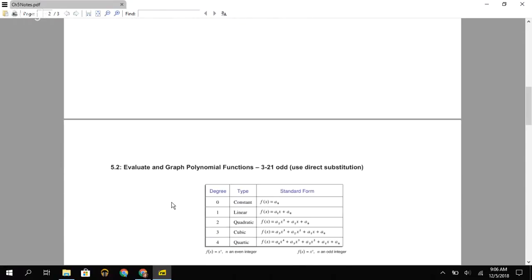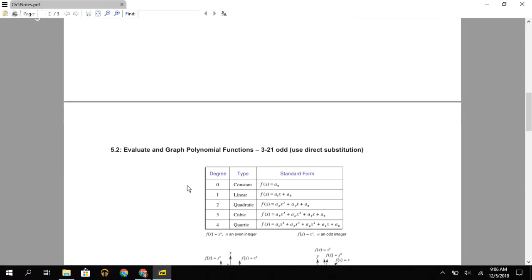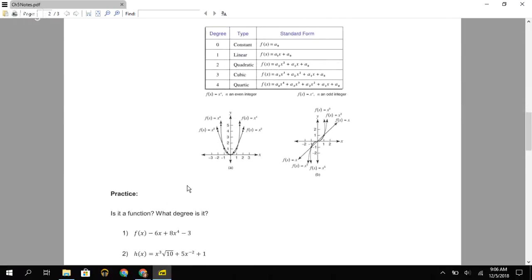5.2 is when we talked about polynomial functions, and this was a quick, easy section where we pulled all the information we've talked about together in one place. We talked about linear, quadratic, cubic, and quartic equations, and odd and even functions and what those look like. So the homework for that should be pretty good. It's just a little bit different of a section.